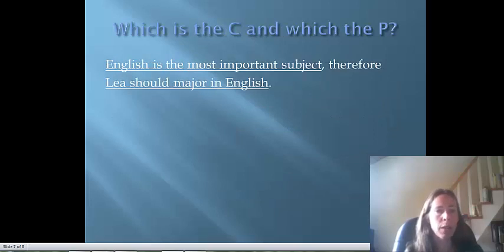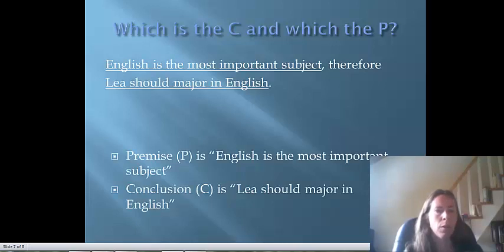So if we looked at this statement here, and we had to find out what's the premise and what's the conclusion, here are our two parts of the statement. English is the most important subject, therefore Leah should major in English. Think about it for a second here and try to figure out which is the conclusion and which is the premise. The premise is English is the most important subject. Our conclusion is Leah should major in English. The thing that is telling us what we should do is that Leah should major in English. English is the most important subject is the reason why Leah should major in English.